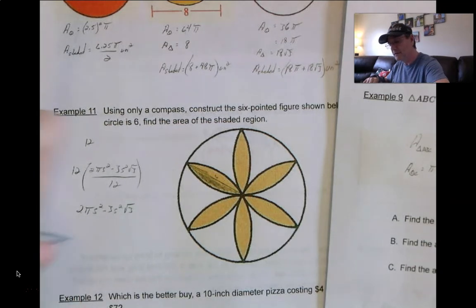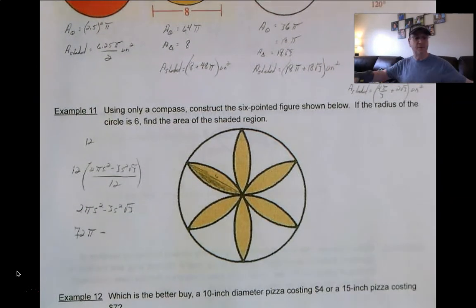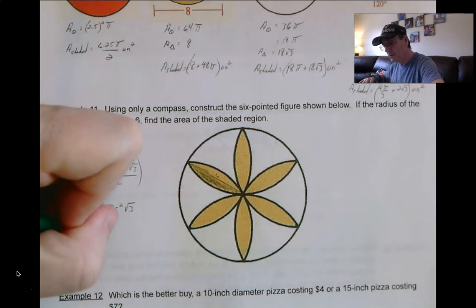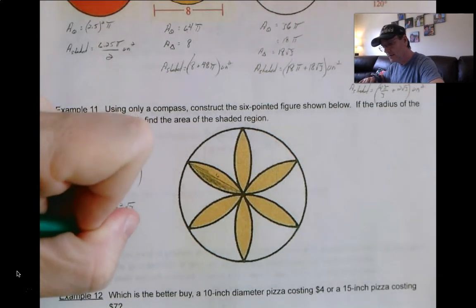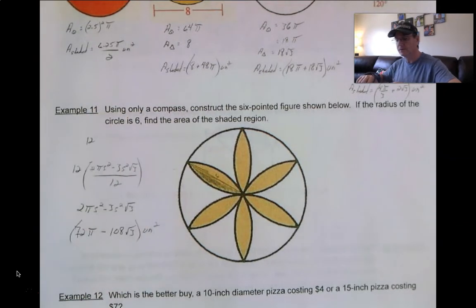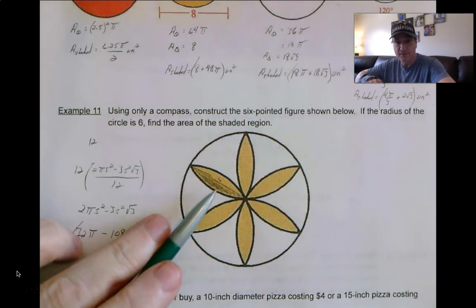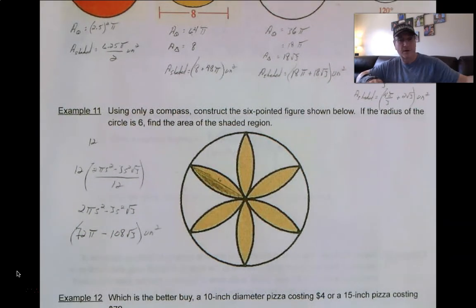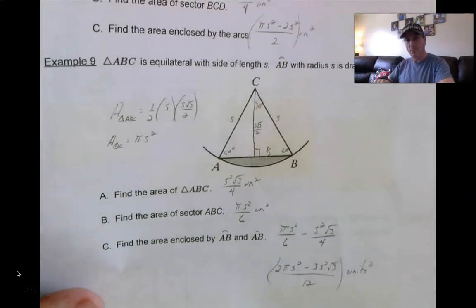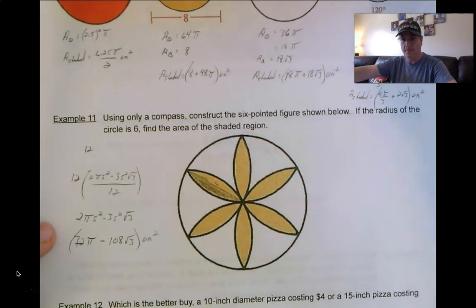36 times 2, 72 pi, minus 36 times 3, 108 root 3 units squared. I can go through the whole process of finding this again, but I did it already in problem number 9. I'm not going to redo work that I've already done. Working smarter, not harder.